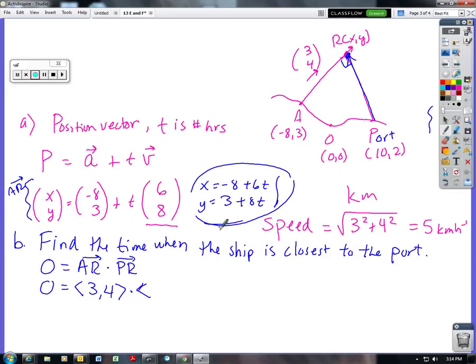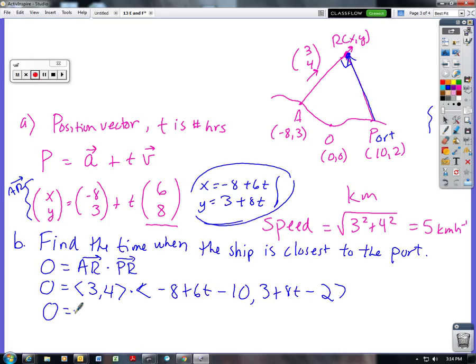So the x coordinate's going to be final minus initial, so it's going to be -8 plus 6t, since that will tell us the coordinates of R, minus the initial, which is 10. And then 3 plus 8t minus the initial, which is 2. Oh, sorry, a little short on breath.